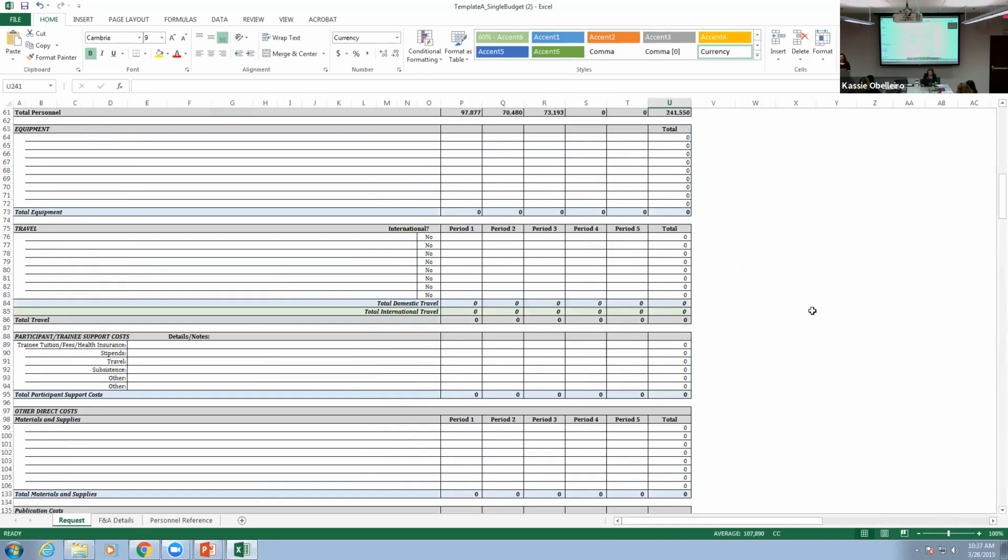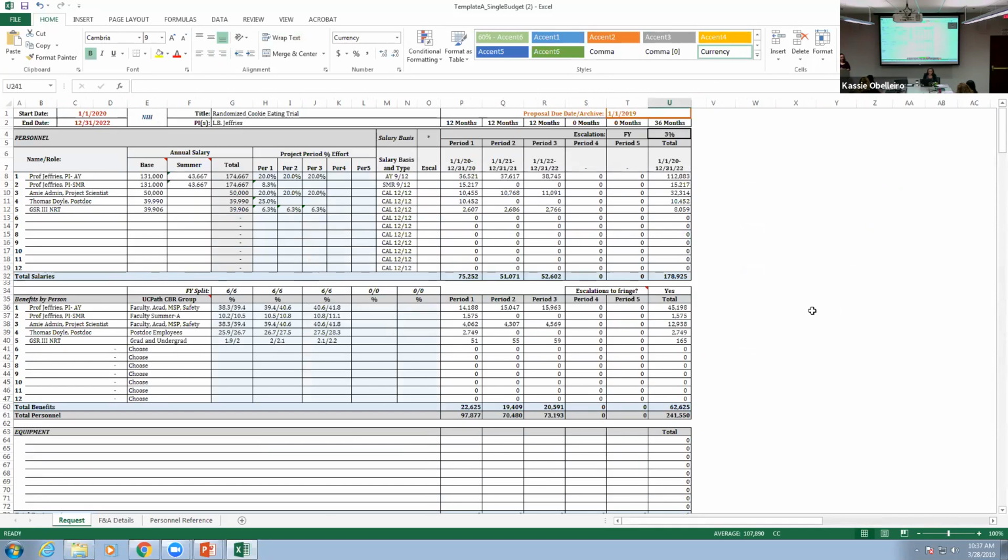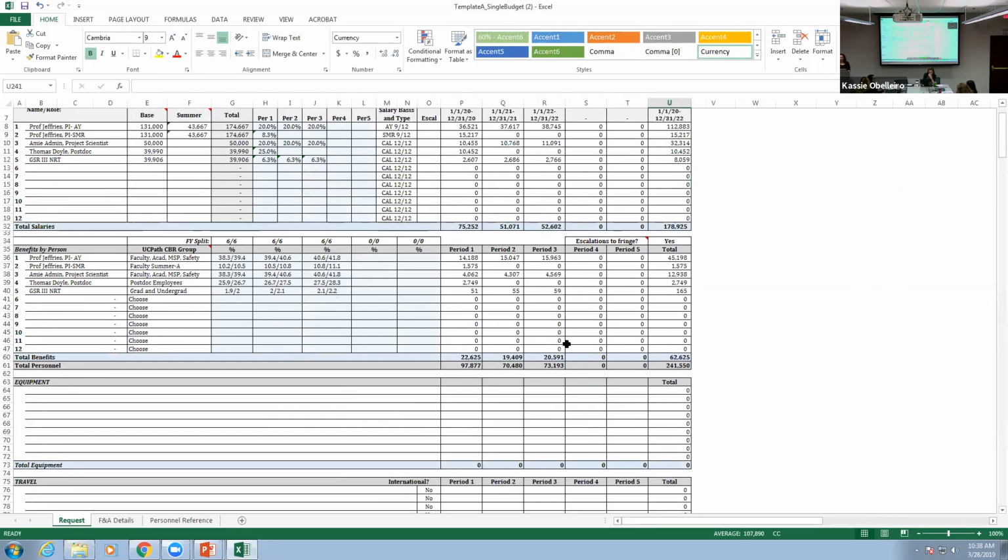Does anyone have questions about this form? And I'll show you some of our other options for templates, or does anybody want to go over something?